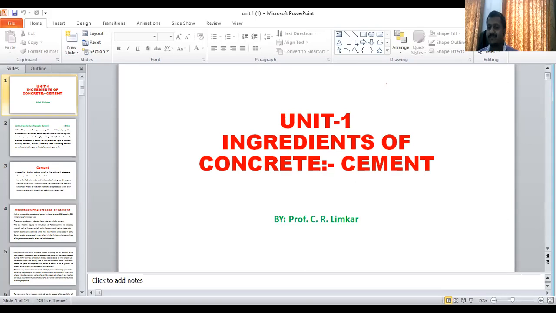How workable it is. No, not workable. Capacity to carry load. Yes, strength is capacity, nothing but the capacity to sustain the load which is acting. How much load can it sustain?